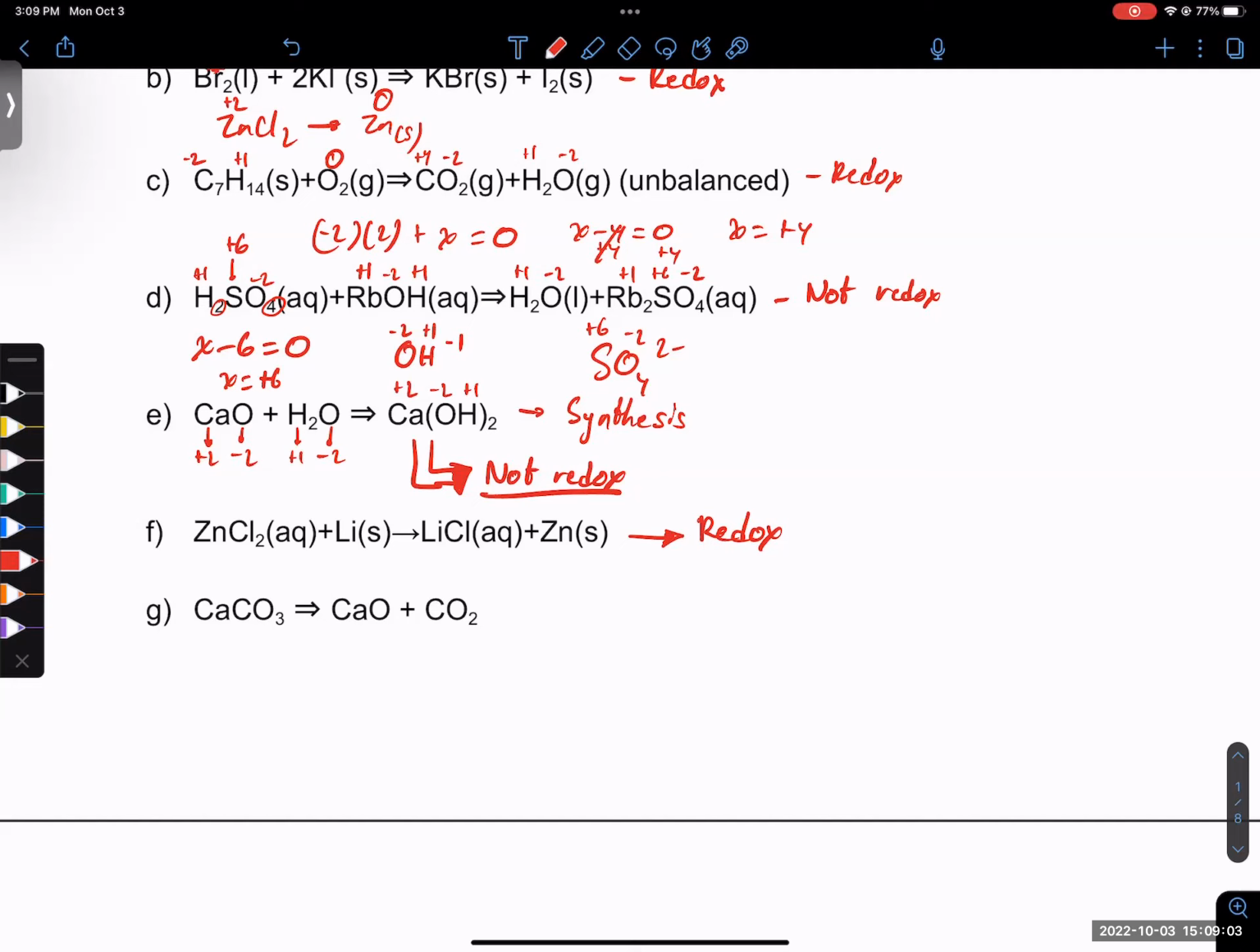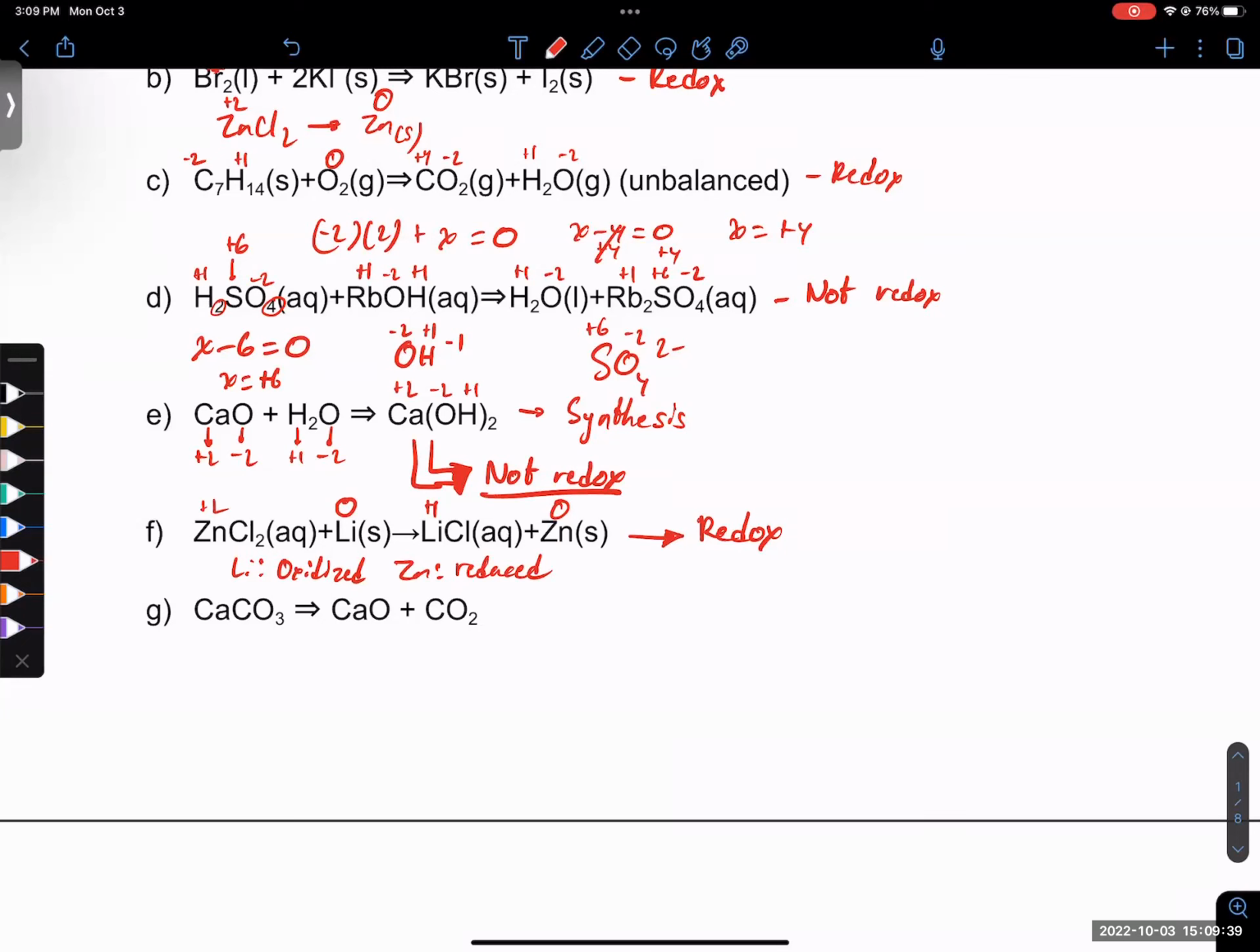So isn't it that lithium is being oxidized and zinc is being reduced? Exactly. So lithium goes from 0 to +1. So that's oxidized, it's losing an electron. And zinc is going from your +2 to 0, so it's gaining electrons. So zinc is reduced. So whenever you see reactions like this that have elemental metals and then they're in a compound before, that's redox.